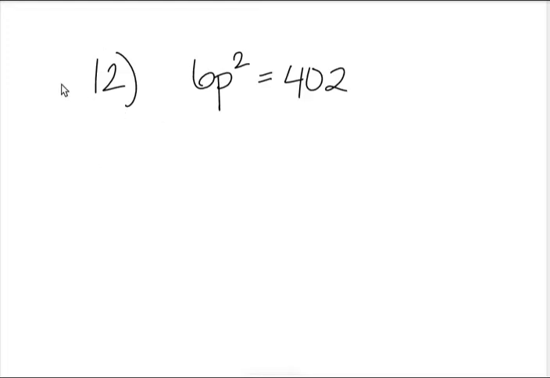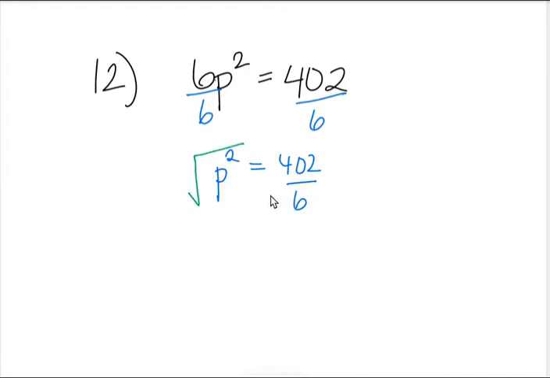Let's take a look at another one. Now I have multiplication again. 6 is being multiplied by p squared. To undo multiplication, we divide. I need p, not p squared. So to undo the square, I'm going to take the square root. If I square root the left, I have to square root the right.